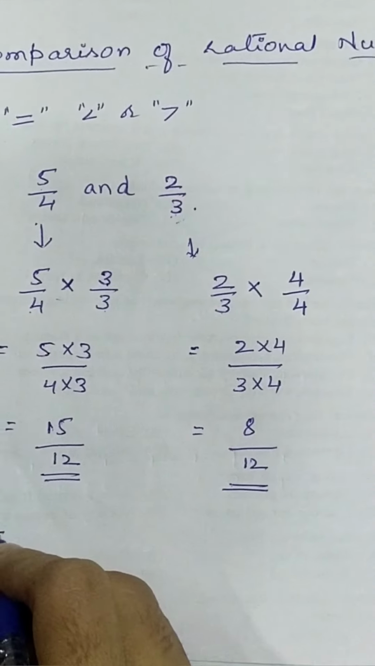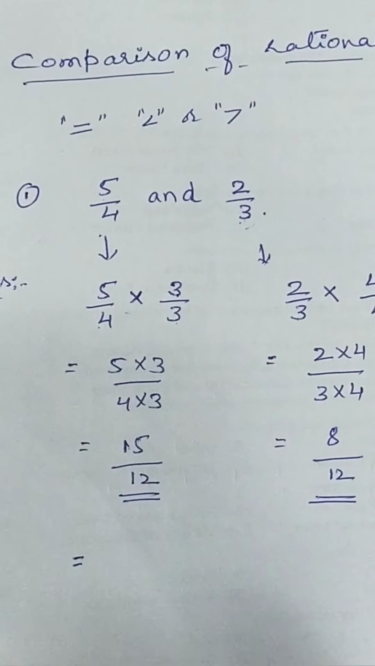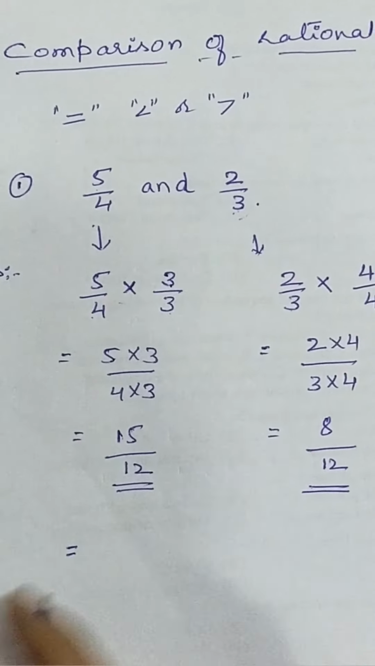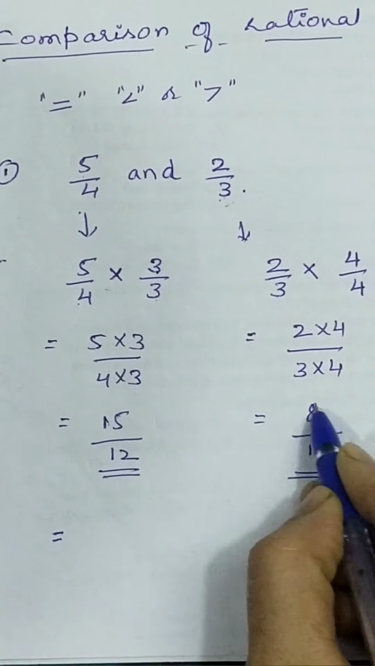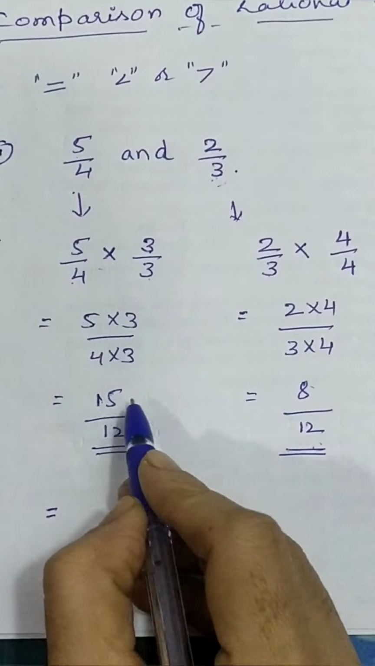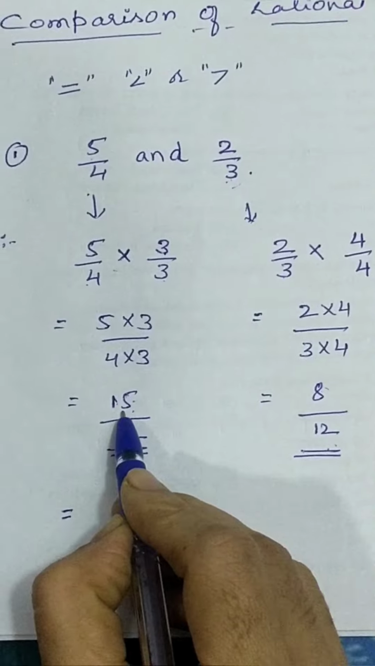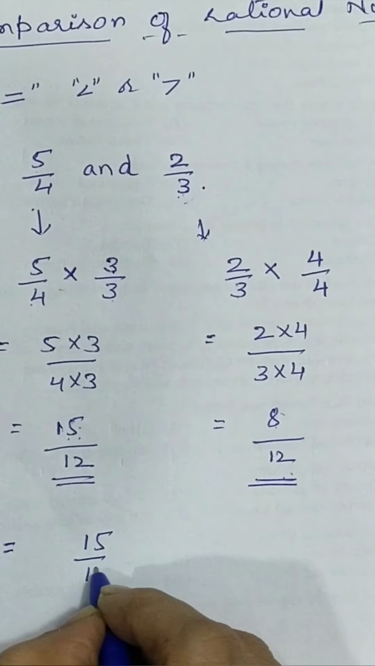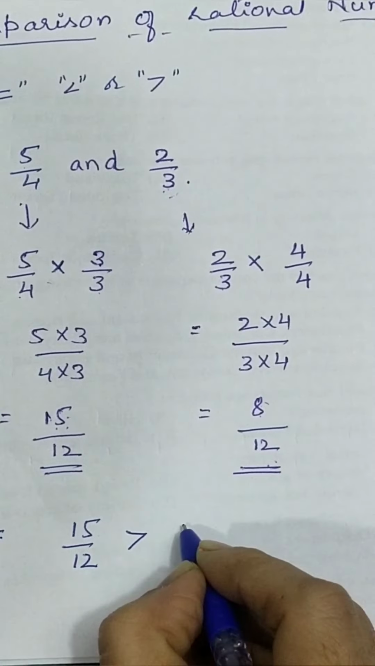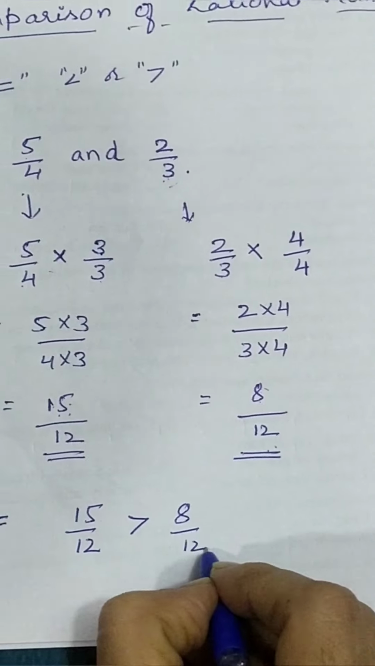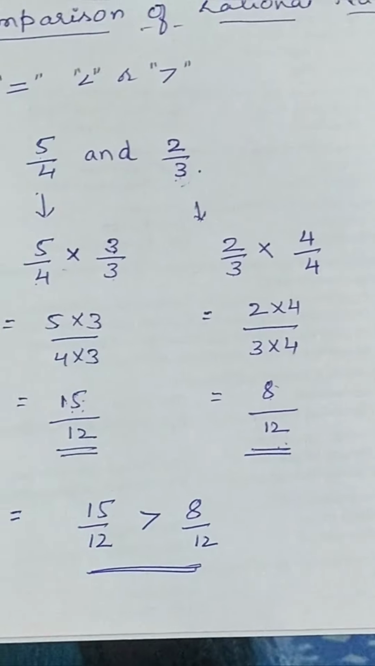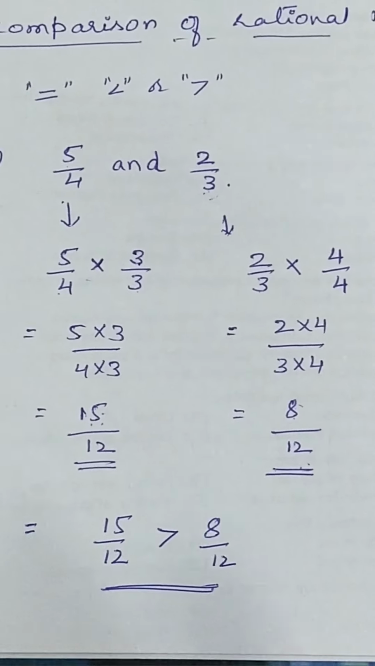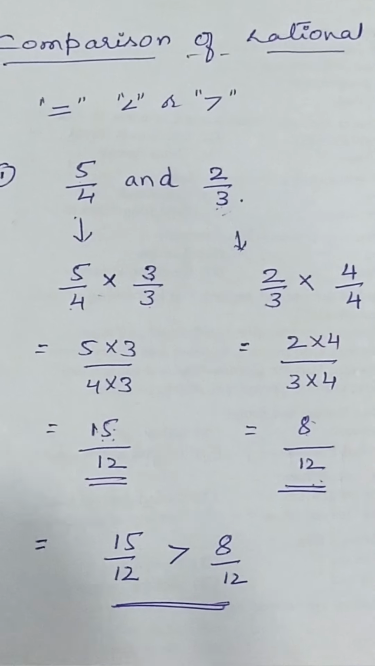Now tell me which number will be greater and lesser. Because the denominators are the same, now we will consider the numerators. 15 is greater than 8. So 15 upon 12 is greater than 8 upon 12. So by using the sign we have compared the rational numbers.